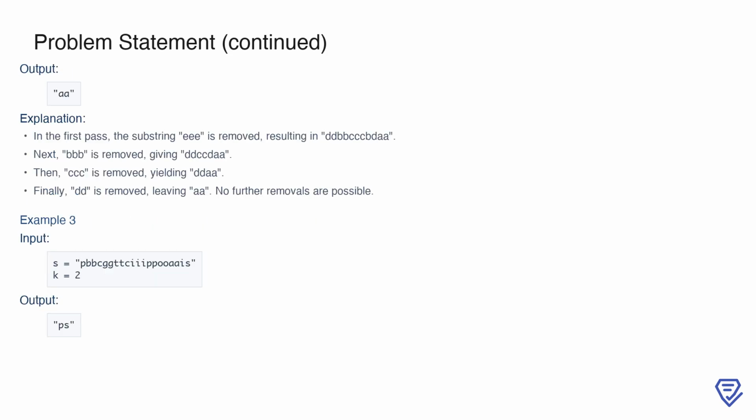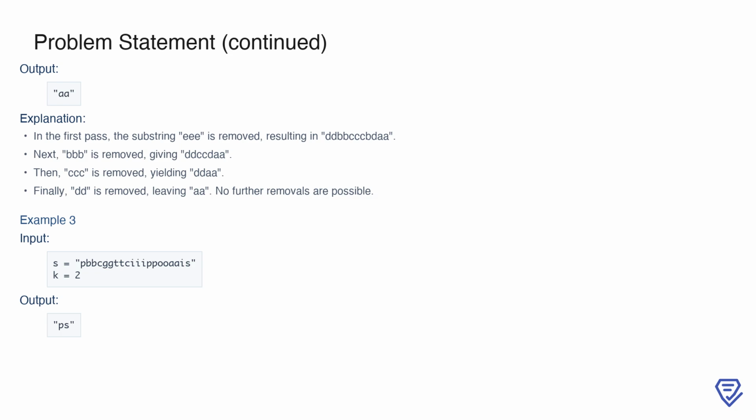For s equals ddkukvet and k equals 3, the first group of adjacent duplicates is e, which is removed, leaving dkukavda. Next, the group BBB is removed, resulting in dekta. Then, CCC is removed, yielding da. After that, DD is removed, leaving AA. At this point, no further duplicates of length 3 exist, so the final output is AA. This example illustrates how the removal process works iteratively, eliminating duplicates until the string stabilizes with no further changes.